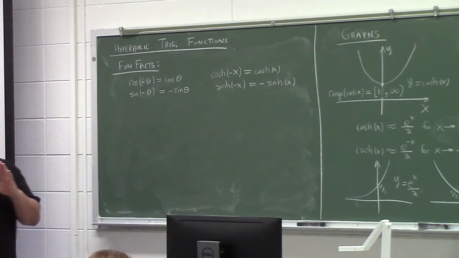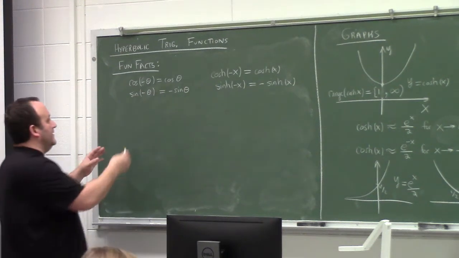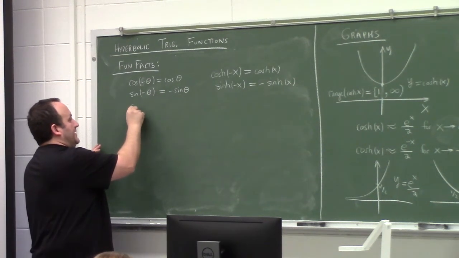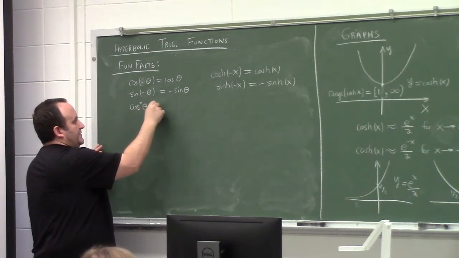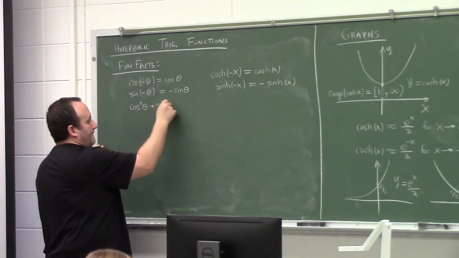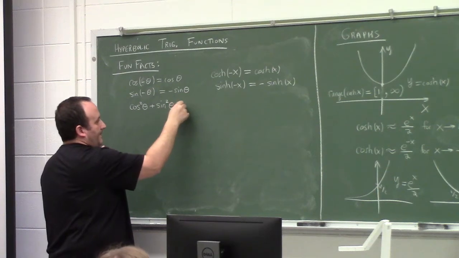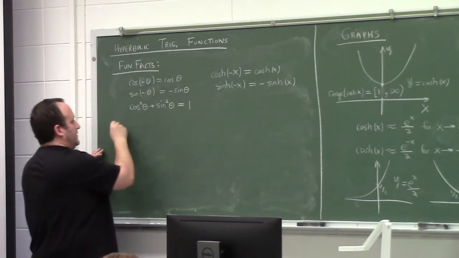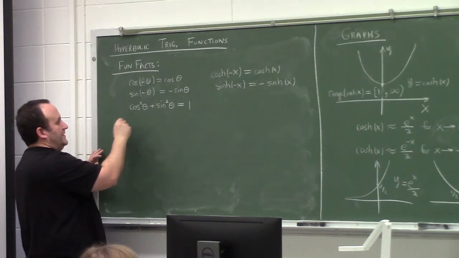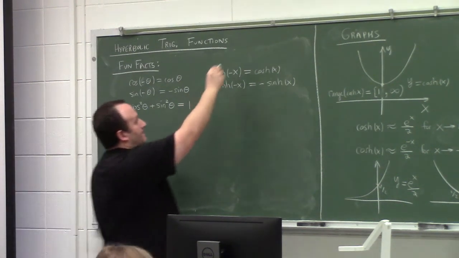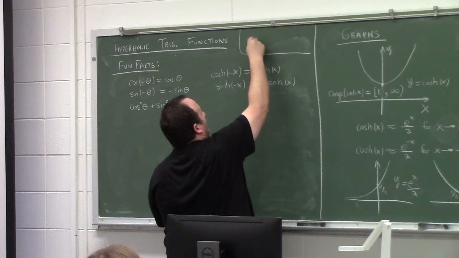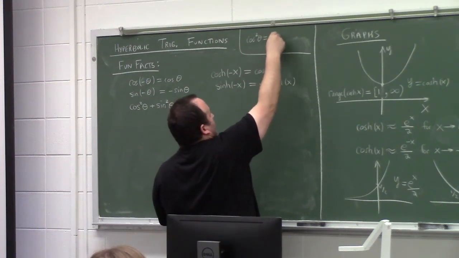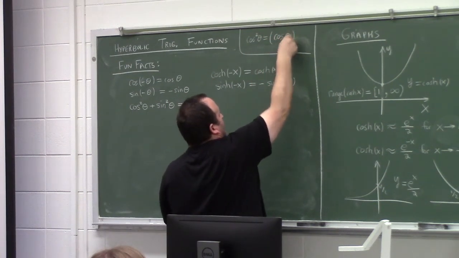There are some pretty significant differences, and one of those is the well-known Pythagorean identity for cosine and sine, right? Cosine squared theta plus sine squared theta is what? It's 1, right? And by the way, notation: this cosine squared theta, what's that mean? This is our silly shorthand for cosine of theta squared.